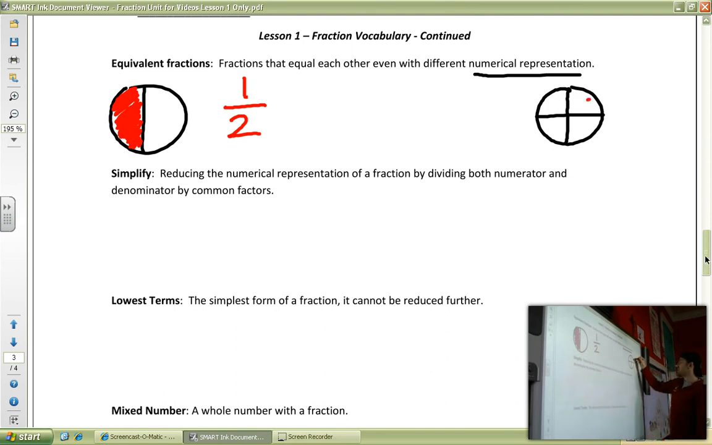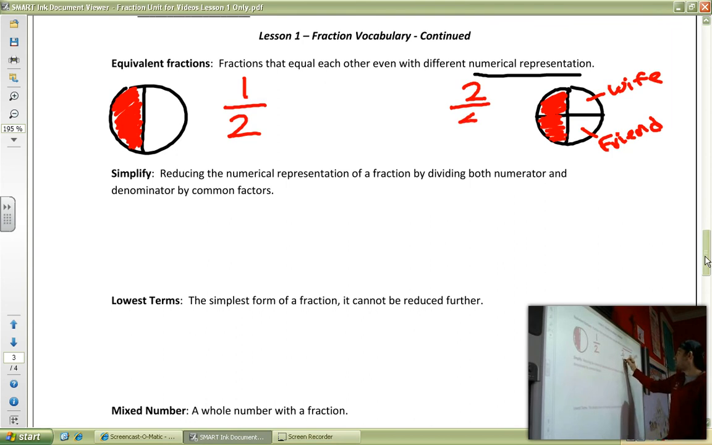So my wife's going to take 1 piece, okay? My friend is going to take another piece, and I'm greedy, so I'm going to take my 2 pieces. That's for me. So I have 2 out of the total 4 pieces. Now you can easily see that my 2 out of 4 is the same as my 1/2 here, so 1/2 equals 2/4. Those are 2 fractions that are the same amount. They equal each other, okay? But they have different numerical representations, 1/2 and 2/4.